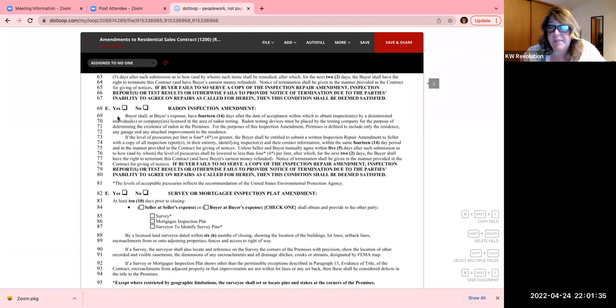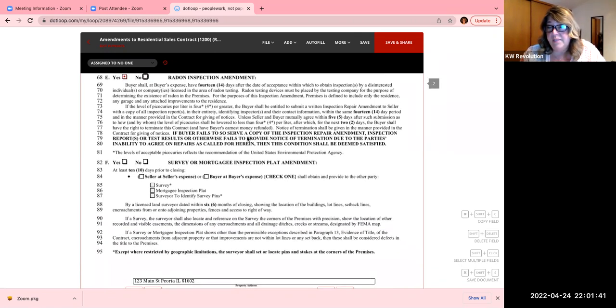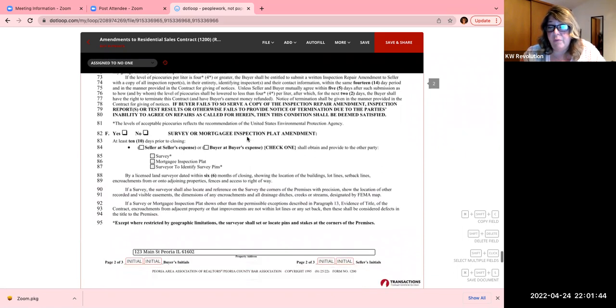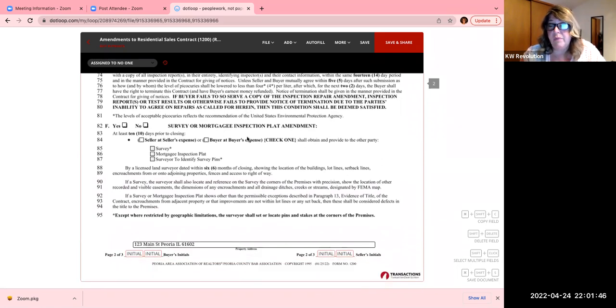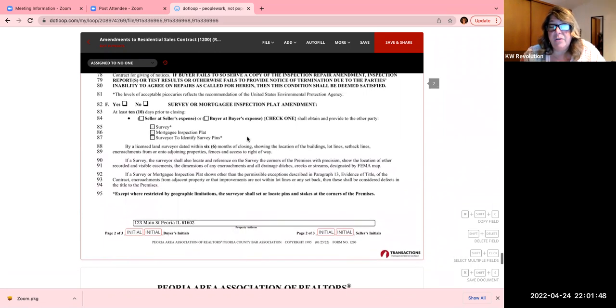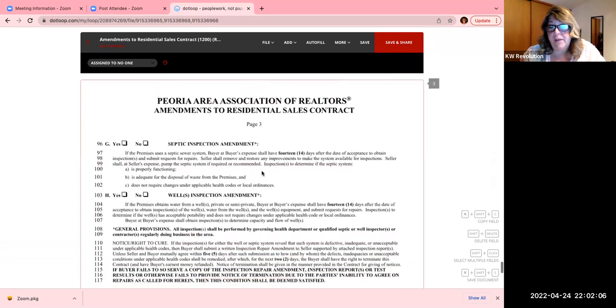Radon inspection, same thing. You're going to want to have the test there to say whether or not it's too high. If it's too high, you need that done within 14 days as well, so you can submit that with your repair amendment. A survey, if you're going to do a survey, it can be at either the seller or the buyer's expense. And they do have a couple different types of survey here as well. So you just need to decide at that point in time what you're getting and who's paying for it so that everyone's clear right up front.